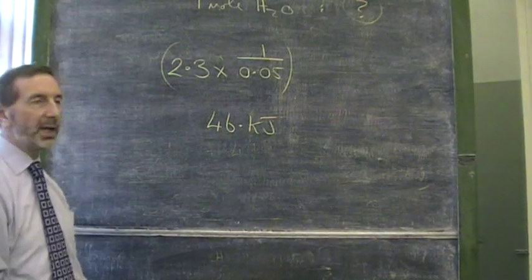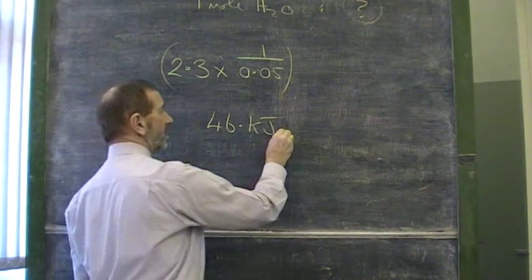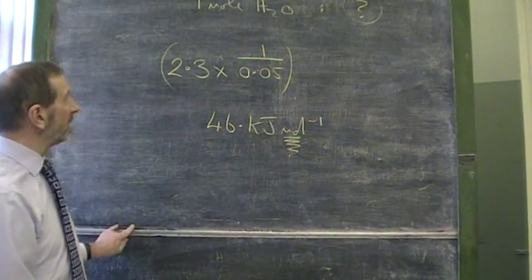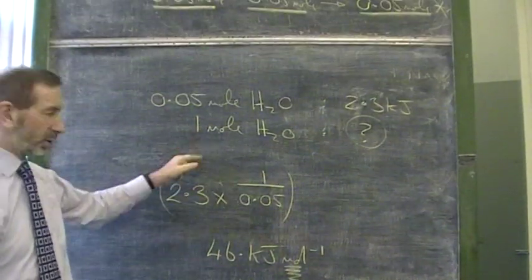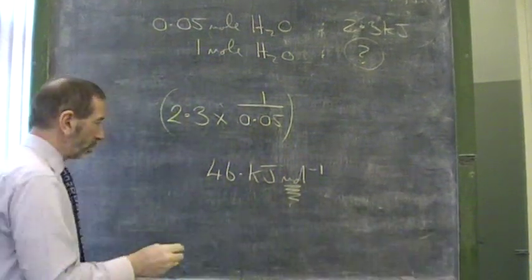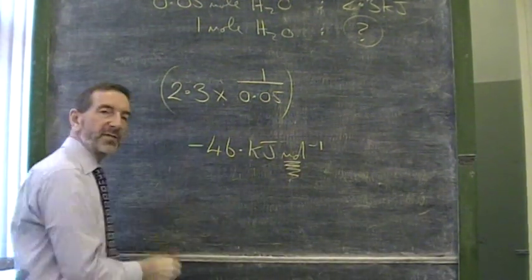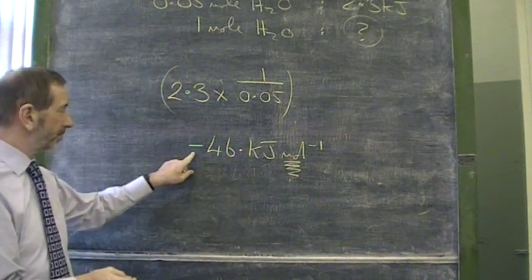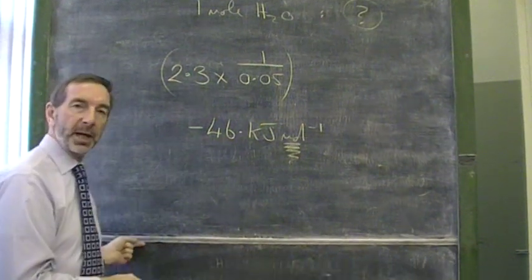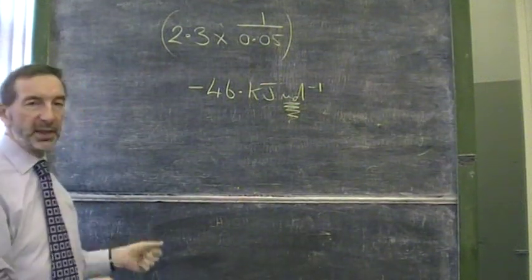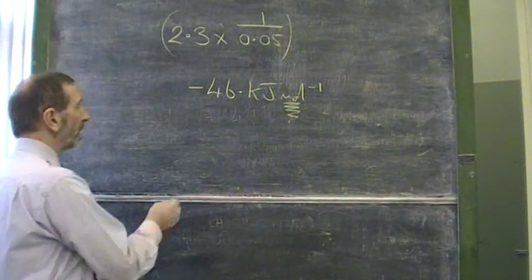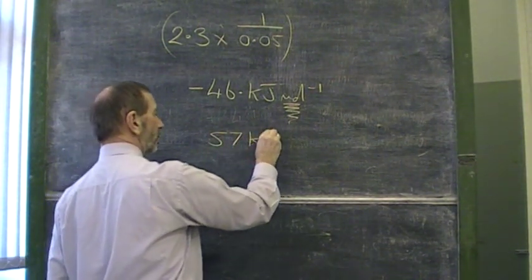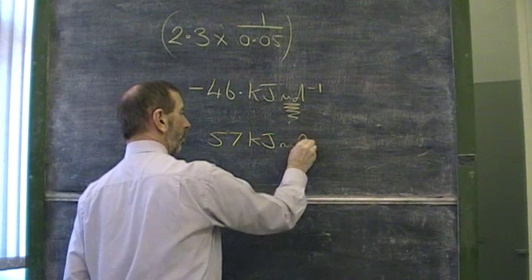Now, we need to tidy up this answer. First of all, we can say it's 46 kilojoules per mole. And it's per mole because now it is related to 1 mole of water. And secondly, and very importantly, we must put in the negative sign. The temperature went up, it's an exothermic reaction. And finally, how does this compare with a data book value? This is a data book value in your data book. You'll find the data book says it should have been about 57 kilojoules per mole.